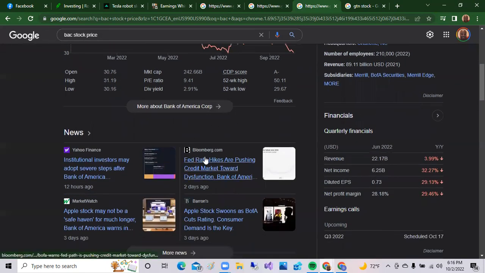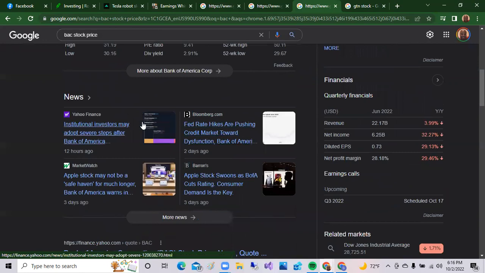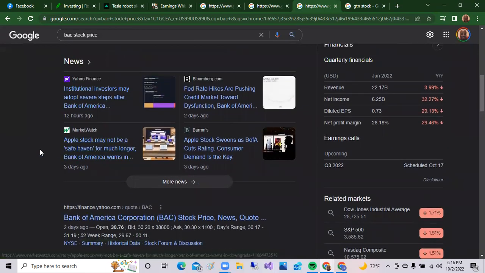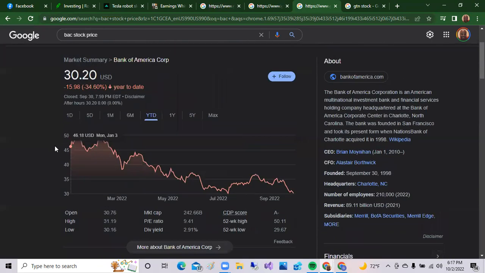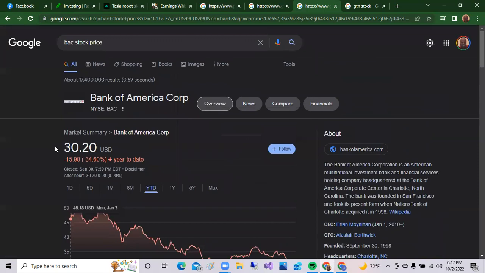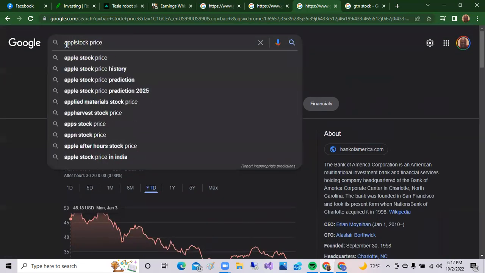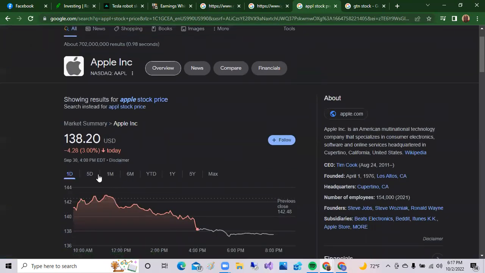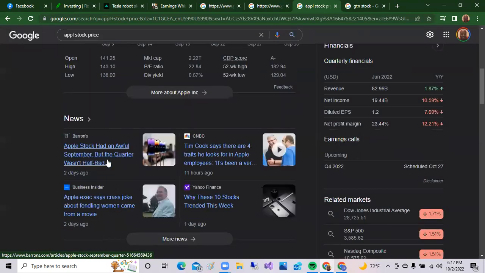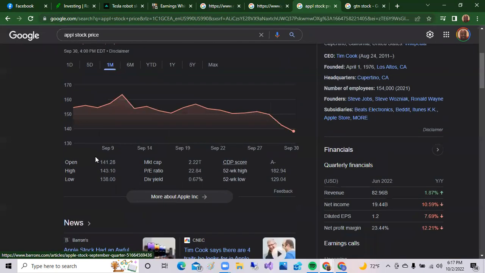Okay, so Fed rate hikes are pushing credit markets toward dysfunction. Looks like Bank of America had a comment out last week, reported by Bloomberg. Institutional investors may adopt severe steps. We did hear from Bank of America about downgrading Apple stock, saying that even Apple stock could face more cuts as they see lower demand for the new iPhone 14 and other related products and services by Apple. Apple and Bank of America have been trending down, and Bank of America did downgrade the stock last Thursday or Friday. Apple stock had an awful September, but the quarter wasn't half bad.